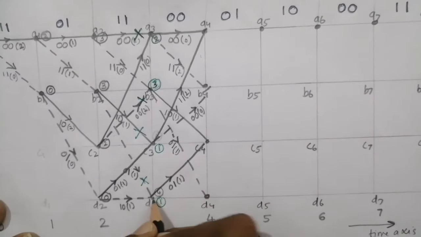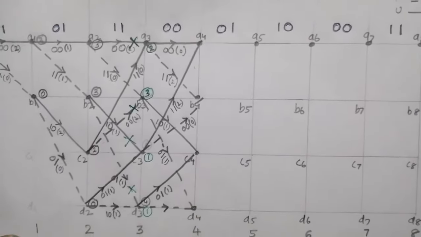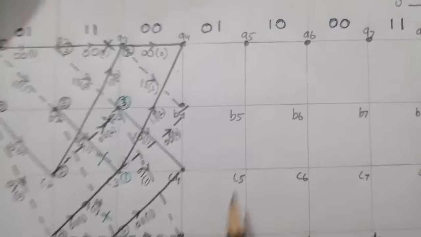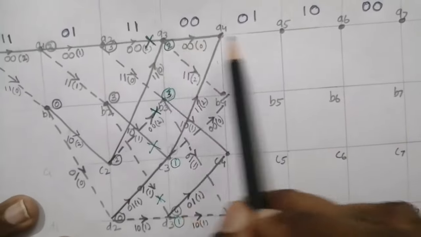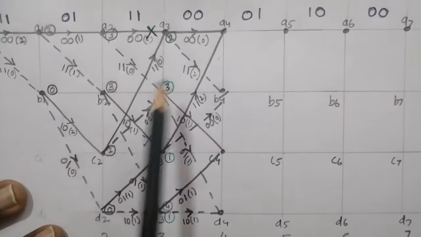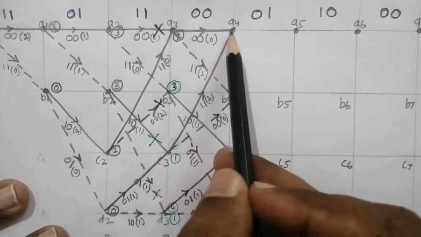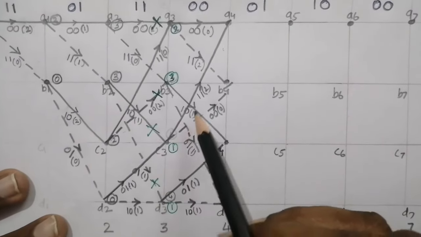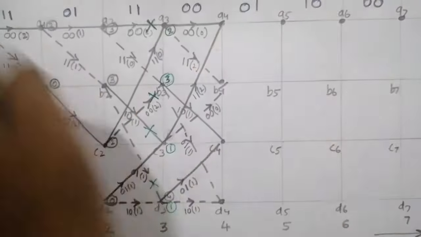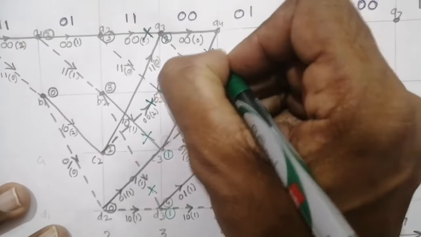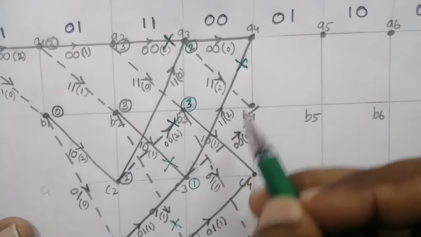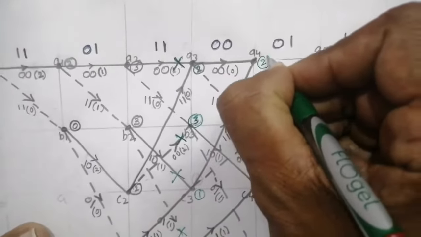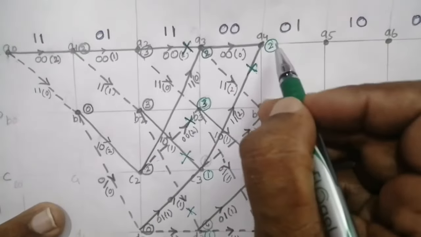Discrepancy is 1. If 1 comes, output is 1 0, discrepancy is again 1. So again at A4 we have two paths. One with node metric 2 plus 0, the other with node metric 1 plus 2, 3. So we will remove this particular path because it has metric 3 and retain this particular path with node metric 2. I will write the node metric in circle.